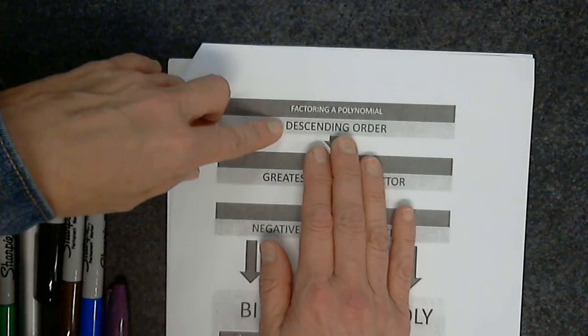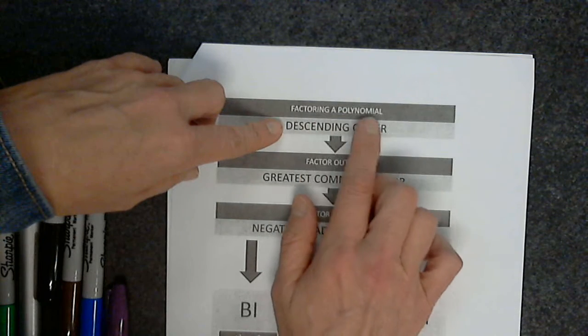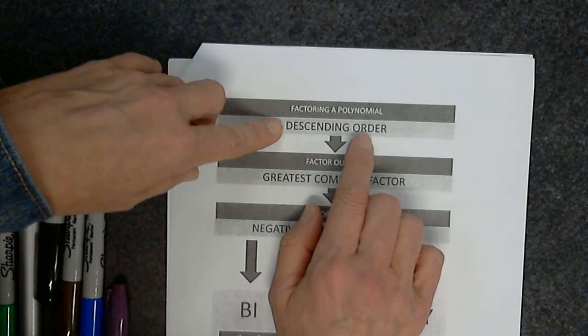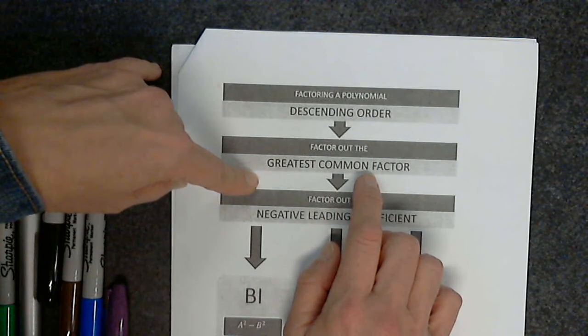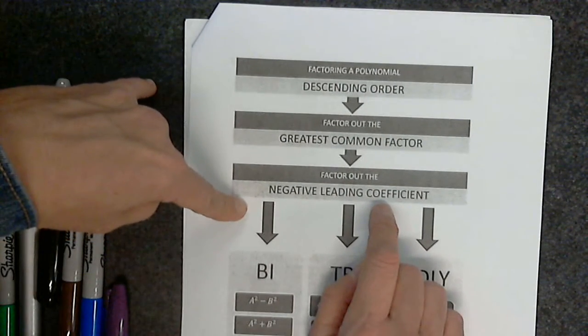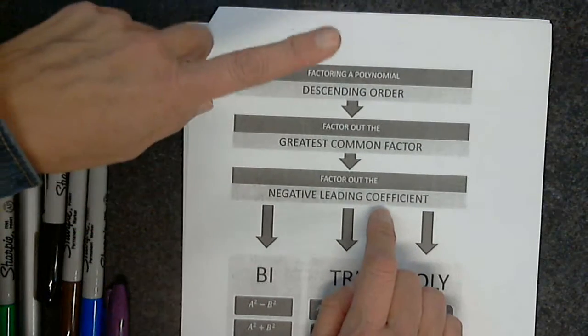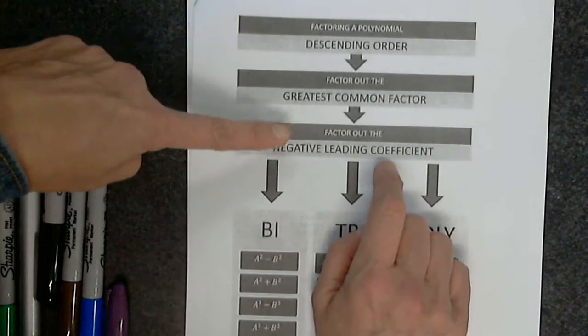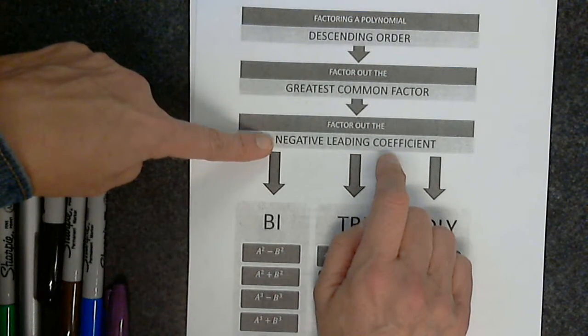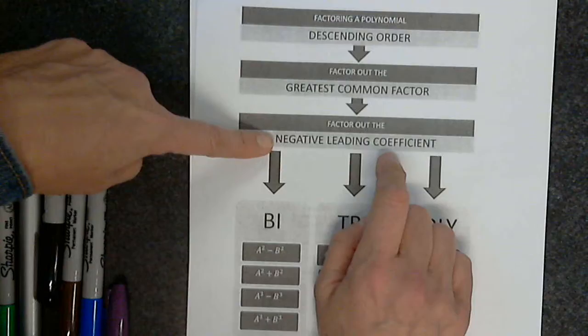I was given a polynomial to factor. Factor a polynomial. Is it in descending order? It wasn't. Greatest common factor? No. Negative leading coefficient? Yes. So I arrange in descending order, I make sure I factor out the greatest common factor, and I make sure that I factor out the negative leading coefficient if that's the case.